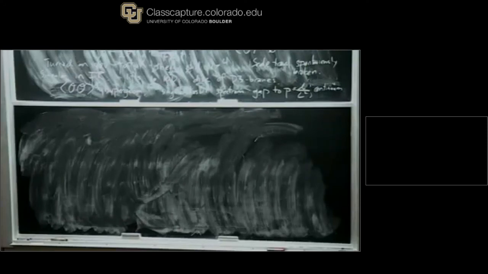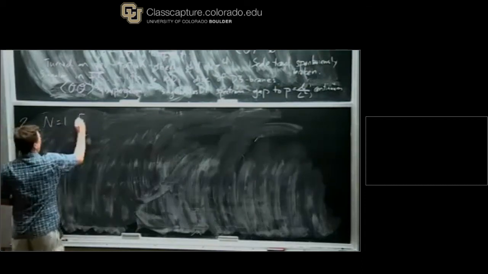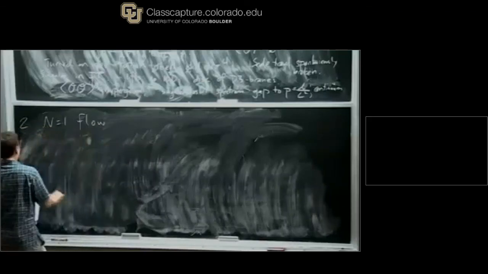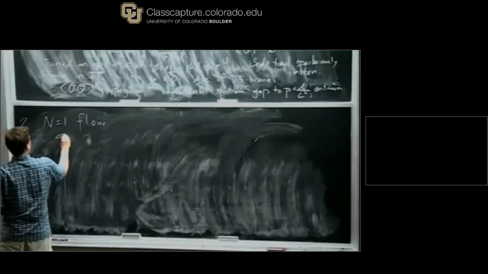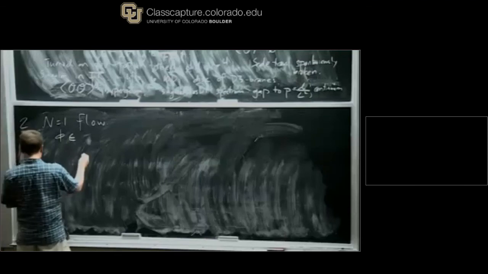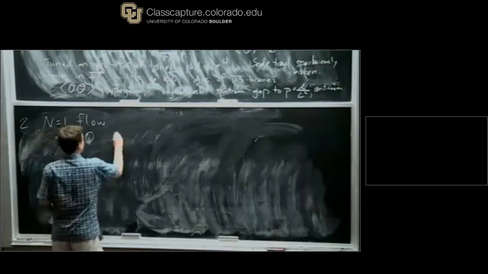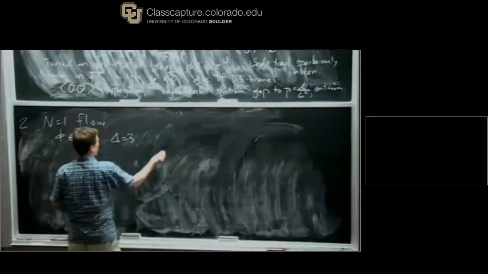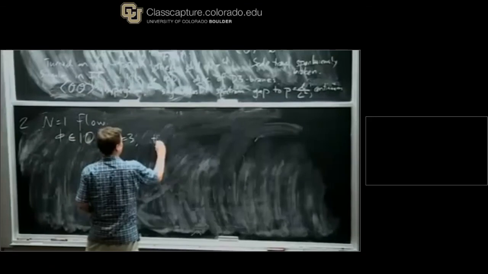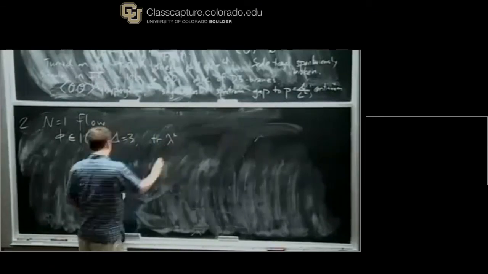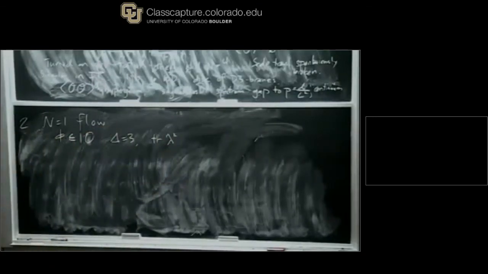So I want to contrast this with something that looks very similar as far as the gravity side is concerned, which I'll call the n equals 1 flow. So now let me pick my scalar. I'm not going to try to use a different notation, just still call it phi, but now it's in the 10. So looking at that table over there, that's a scalar dual to an operator with conformal dimension 3, which is trace fermion squared.